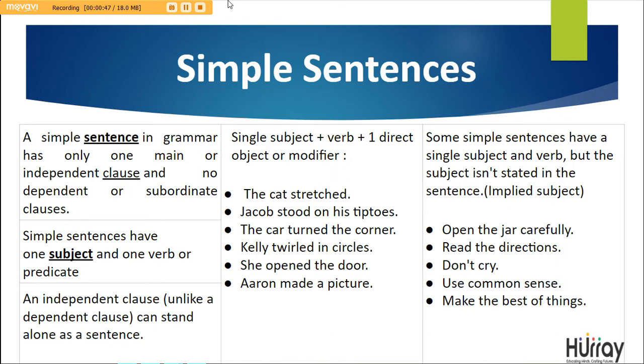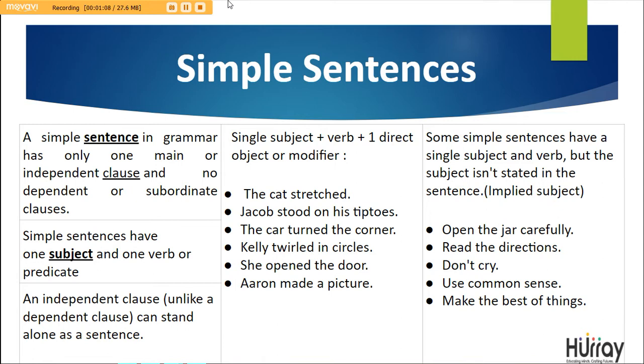To better describe this, let's understand how simple sentences are divided. So you've got your single subject plus a verb plus one direct object or modifier. For example, the cat stretched. The cat is your single subject, whereas stretched is your verb.